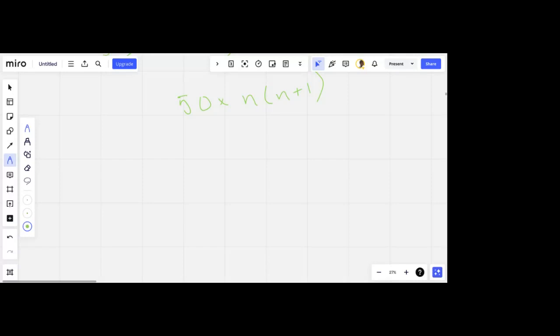N to the power 100. How? Here see, 50 into n into n plus 1 is what? 50 into n square plus n. So this is nothing but 50n square plus 50n.